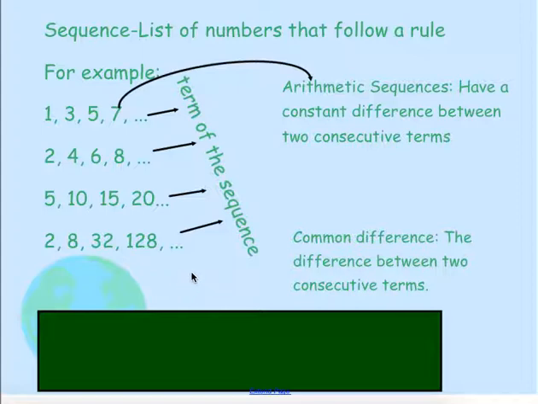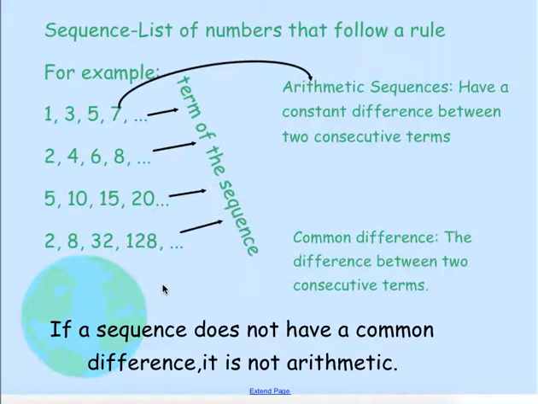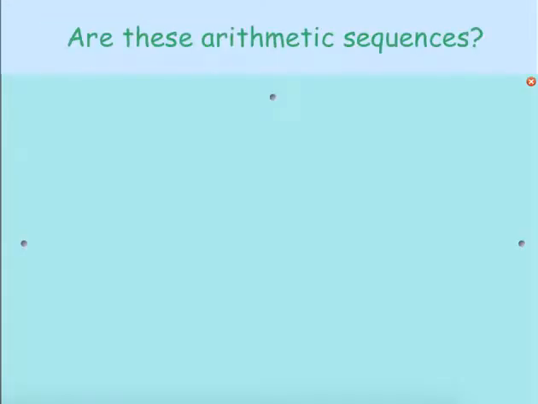The common difference, we say this is the difference between 2 consecutive terms. So if I did 10 minus 5, that's 5. 15 minus 10 is 5. 20 minus 15 is 5. 25 minus 20 is 5, and so on. If a sequence doesn't have that common difference, it is not arithmetic. In this case, since we're multiplying by the same thing each time, it's geometric.